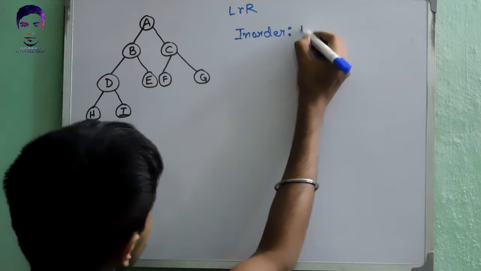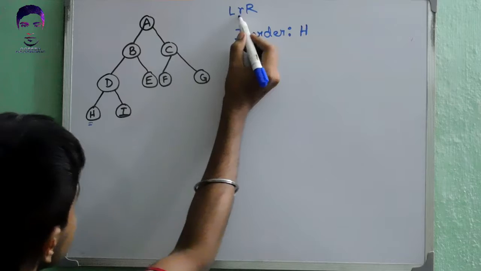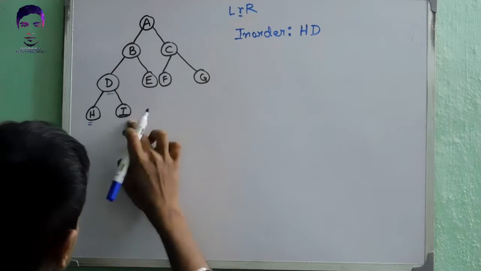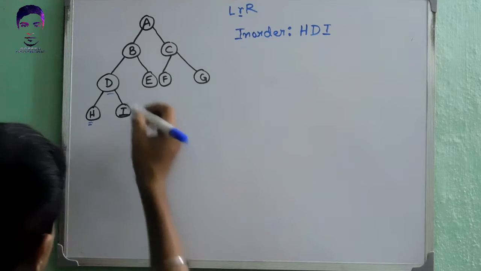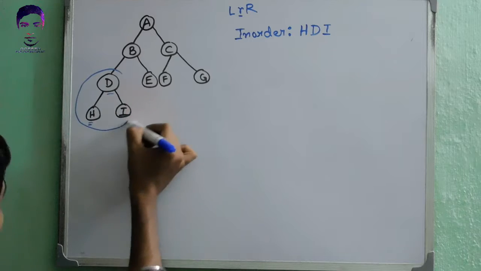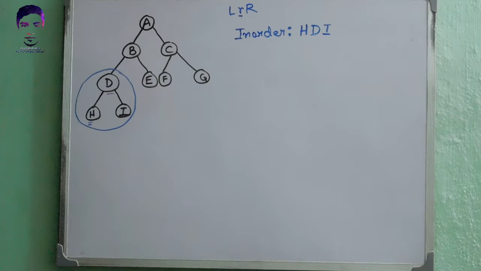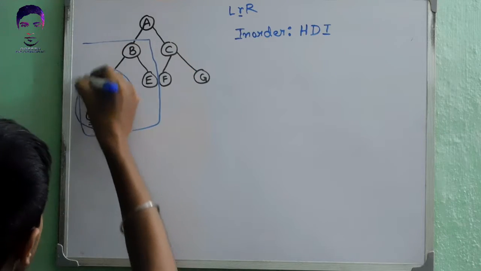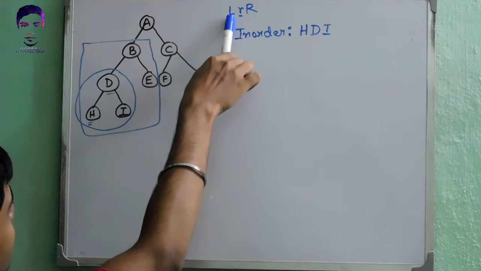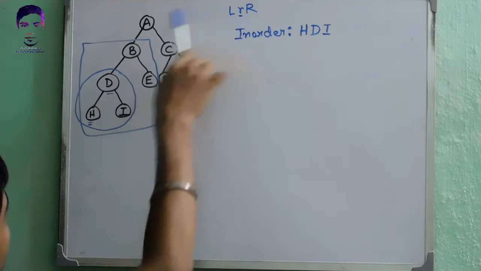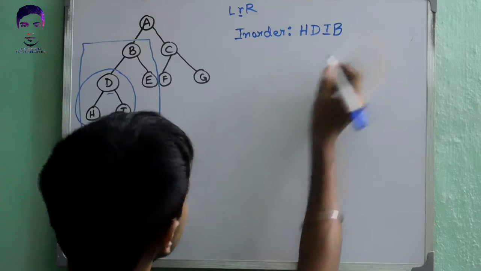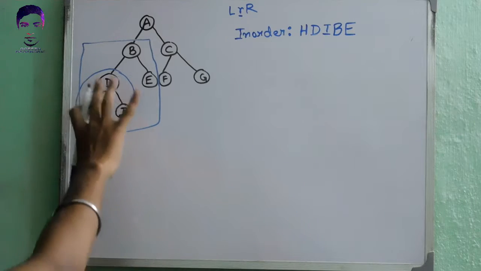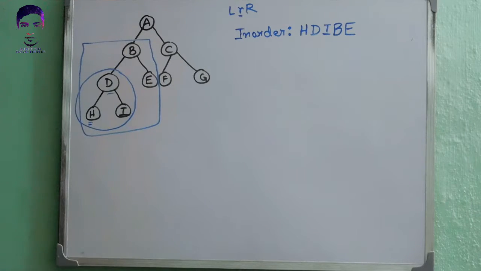So we will write first H, then comes its root, that is D, and then comes the right node, that is I. Considering this whole as a node, this was the leftmost node of this subtree. So according to the rule, after the leftmost node we come across the root, that is B. So we will write B, and then the rightmost node, that is E. So this subtree is completed.